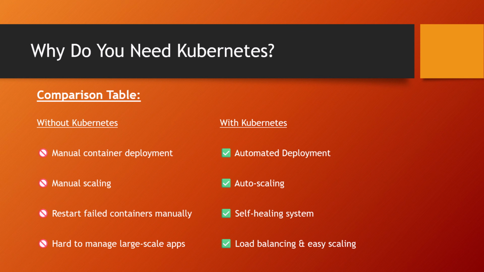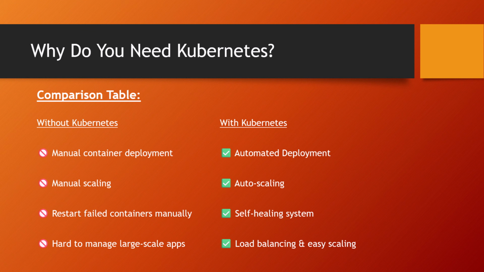Without Kubernetes, you deploy apps manually using Docker. If traffic increases, you scale up manually. If a container crashes, you restart it manually. And it's hard to manage large scale applications, like managing hundreds of containers.